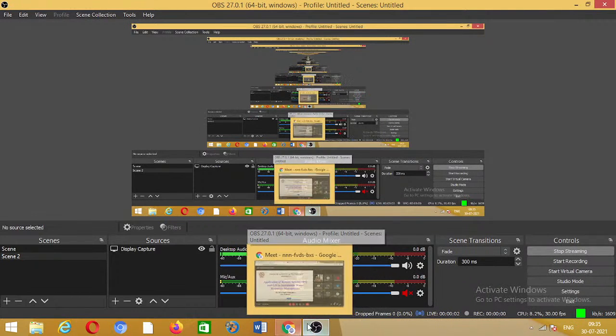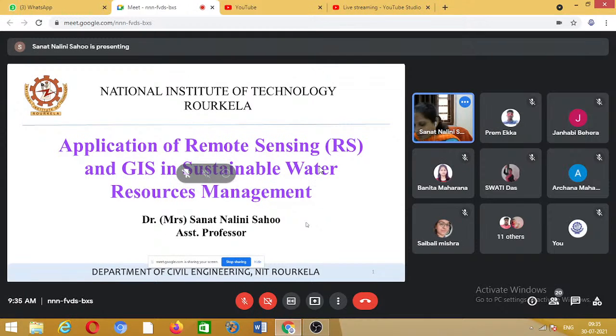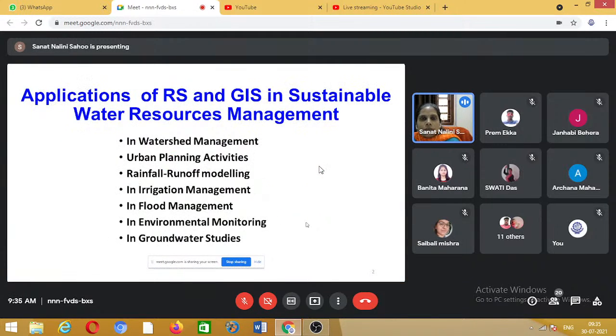Effectively used to manage these water resources in a sustainable way. So coming to the application areas of remote sensing and GIS in sustainable water resources management, a few of the areas we'll be discussing are where remote sensing and GIS has been used in an efficient way to manage these resources.